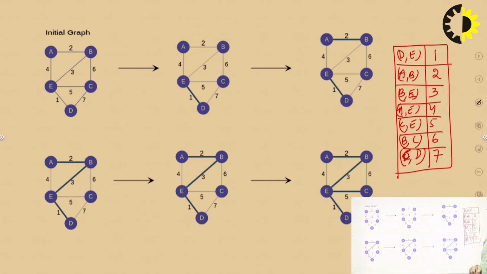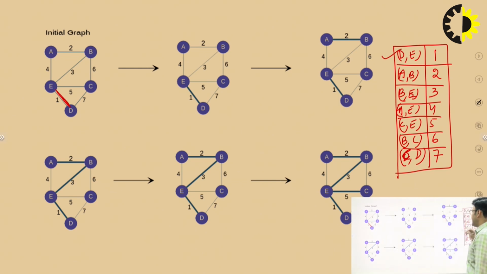Now, what I have to do, I have to keep in mind, cycle should not be there in this. If cycle is not there, then we will consider that edge into our subgraph, otherwise not. Okay. So DE. So first DE. Okay. So I have started. Number 1. I have considered this.